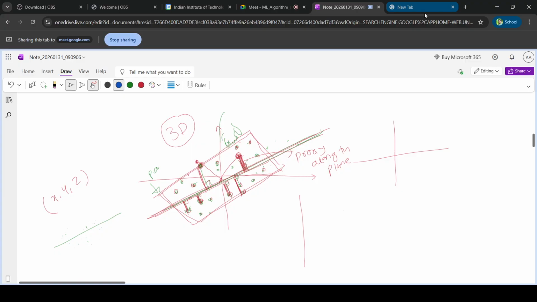But this is something just for your understanding. It's not very much related to the exam point of view. But yes, I have the Desmos. Okay, let me open it.